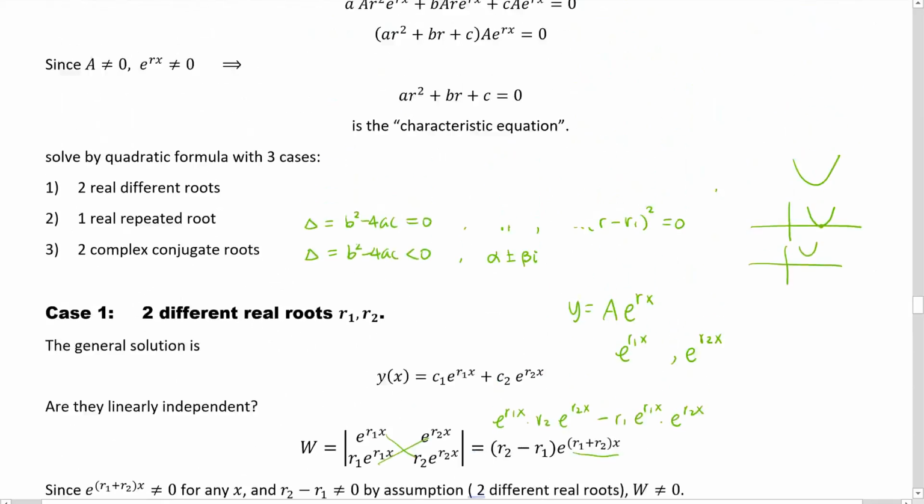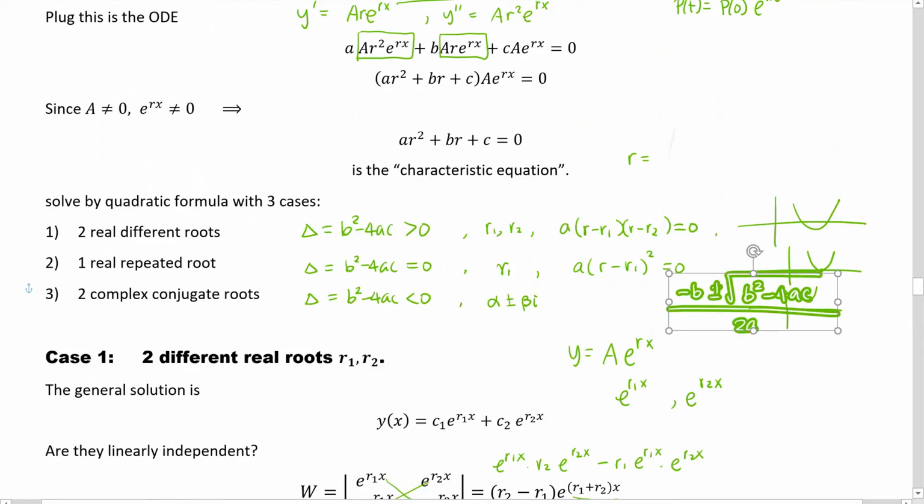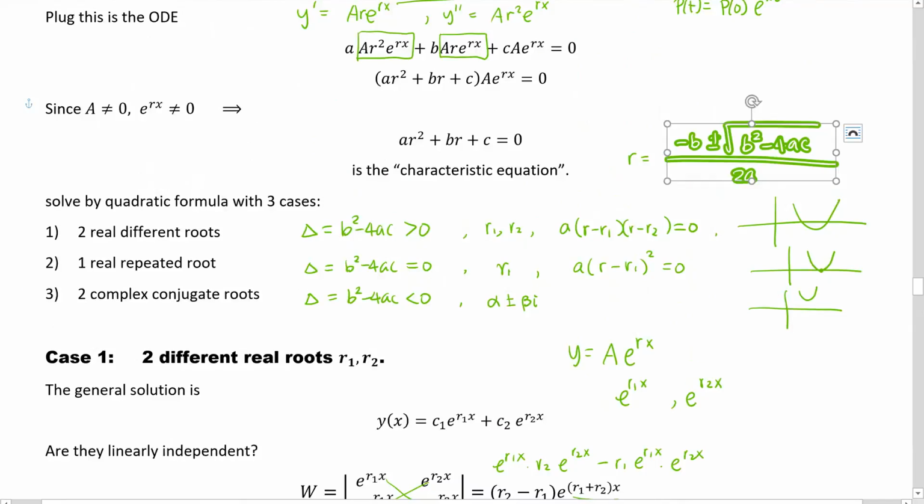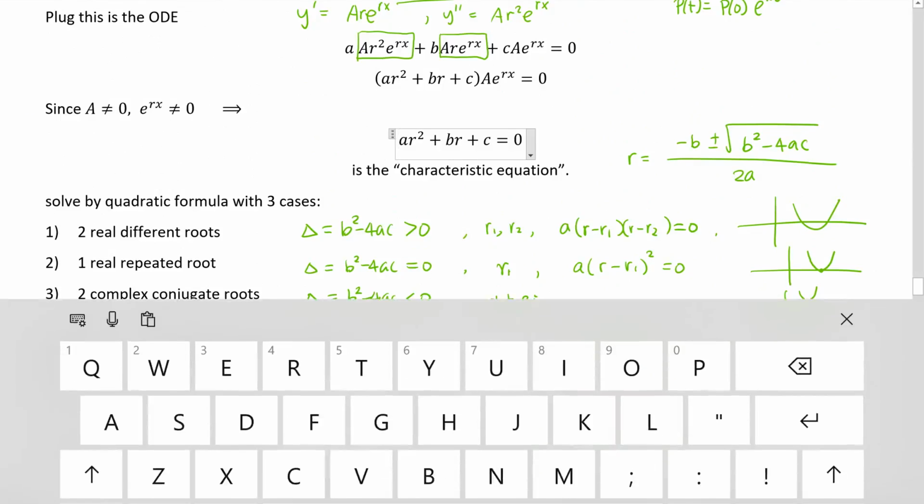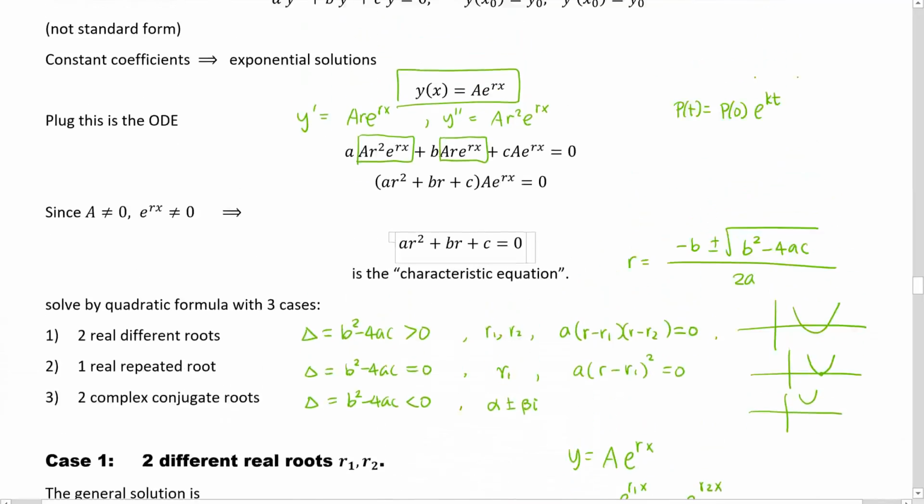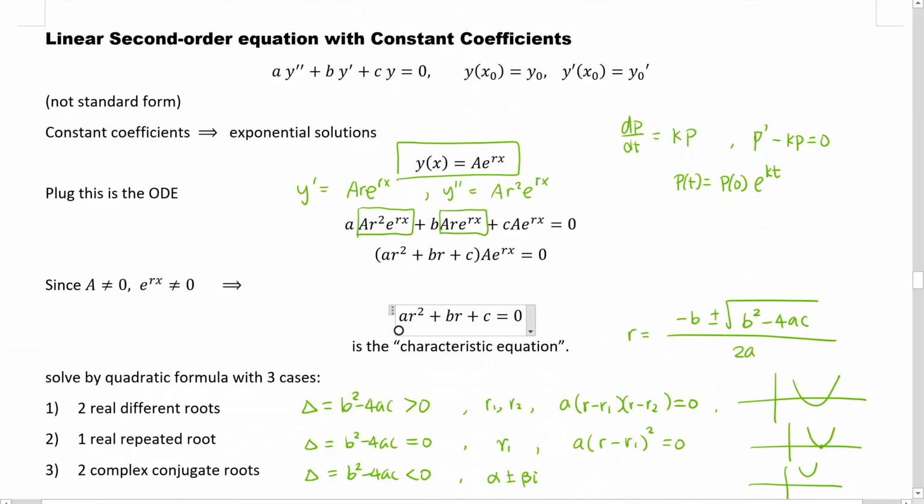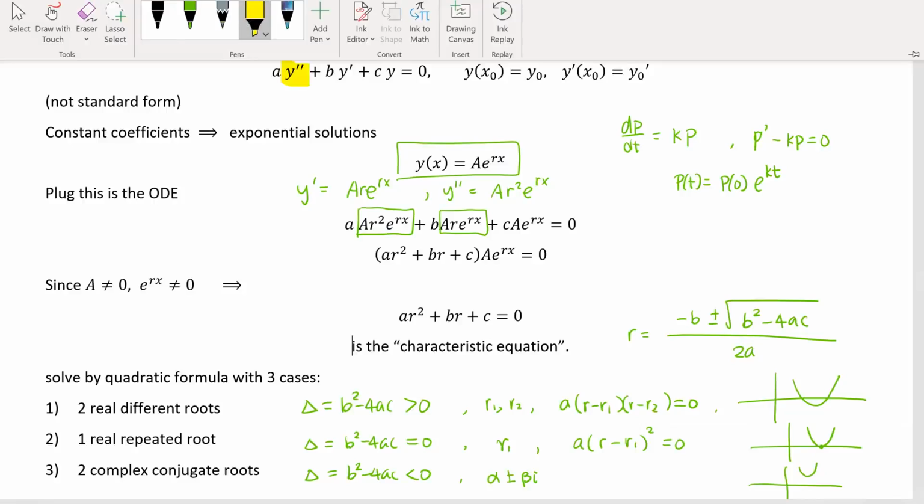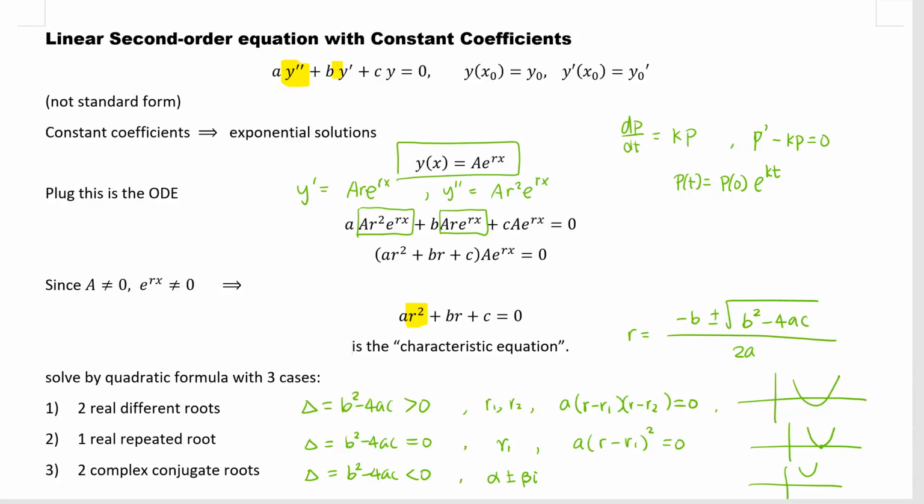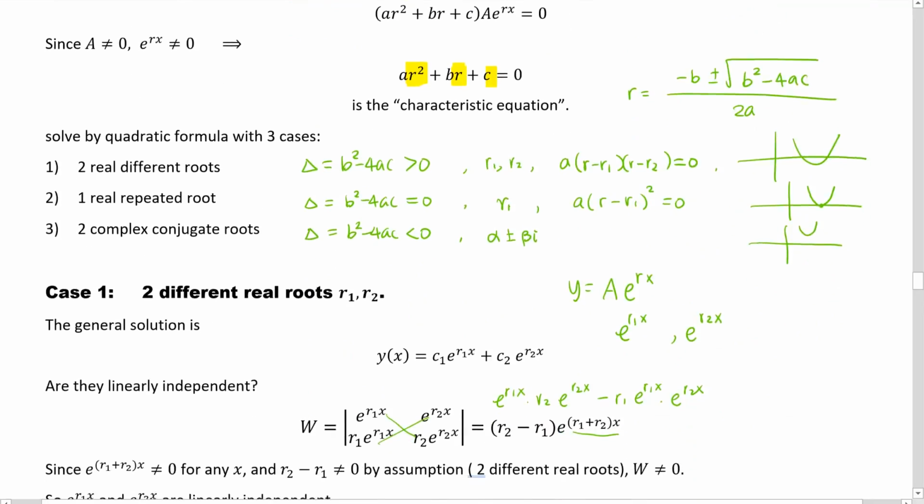Let's look at the last page. See the last page. We have a y prime prime plus b y prime plus c y equal to 0. So the characteristic equation is: whenever you see y prime prime, we replace that by r squared. Whenever you see y prime, we replace that by r. And when you see y, that's the constant term. All right, so we do the same thing here.